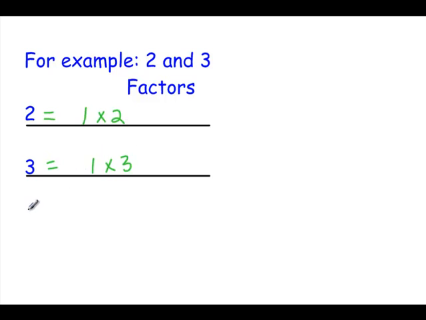Let's look at the number 4. What are the factors for 4? I always start with the number 1 and the number itself. 1 times 4, that equals 4. Can you think of any others? That's right, 2 times 2. 2 times 2 equals 4. Those are factors for the numbers 2, 3, and 4.